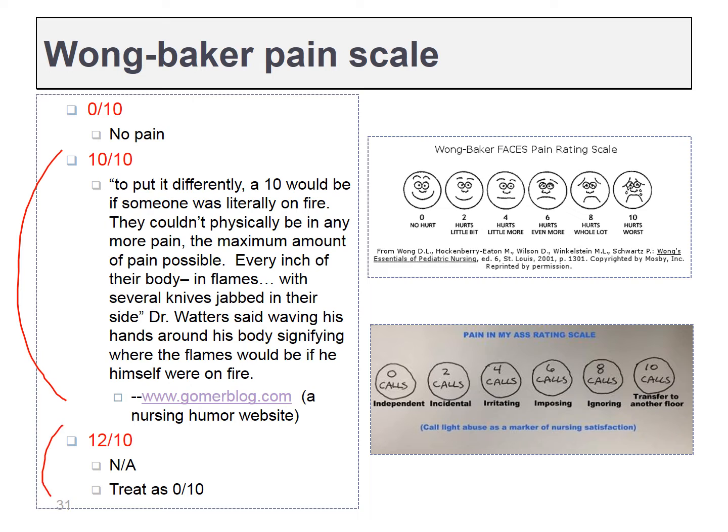For many hospitals, if patients give you a number even higher than 10 out of 10, more than the maximum amount of pain possible, you're going to treat that as a 0, and you're going to leave and not give them any pain medication at all until they learn to play the game properly. Of course, one of my favorites over here from Gomer blog, which if you're not familiar with, go check it out, is the pain in my ass rating scale, very similar to the Wong-Baker scale. And that goes from 0 to where, you don't have to worry about your patient, to if they call you 10 times every hour, you transfer them to somebody you don't like.